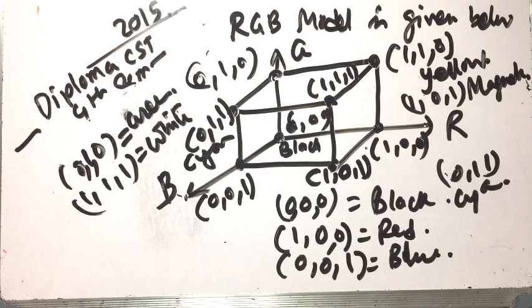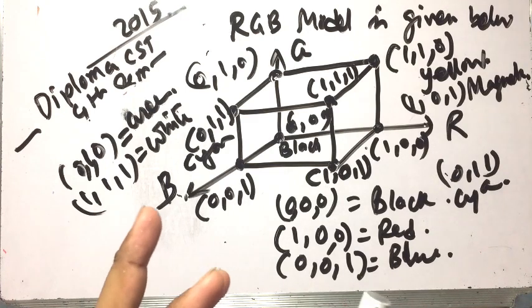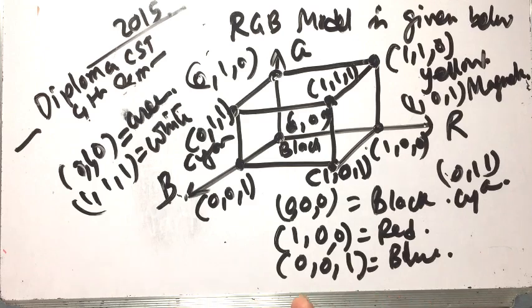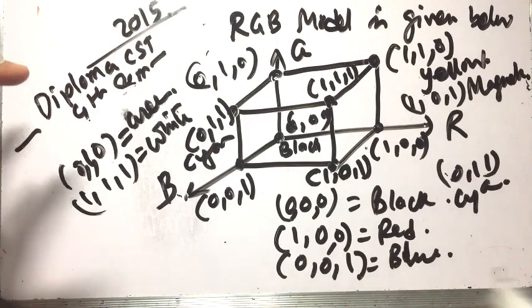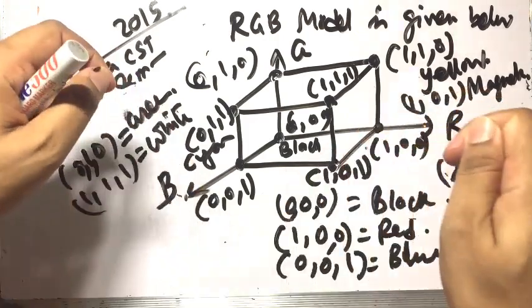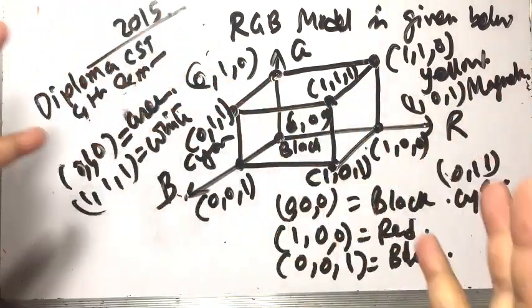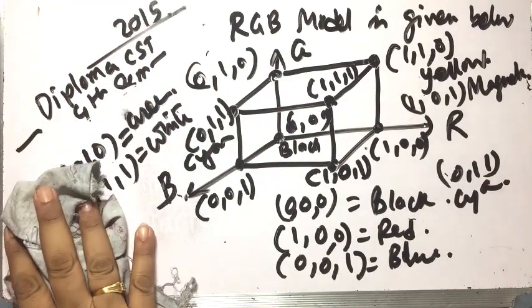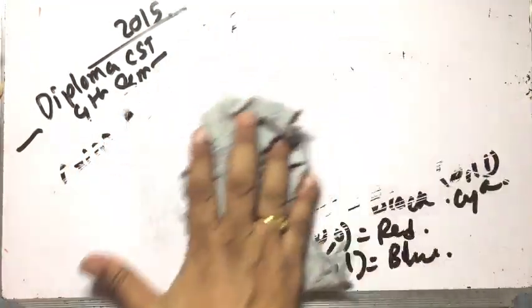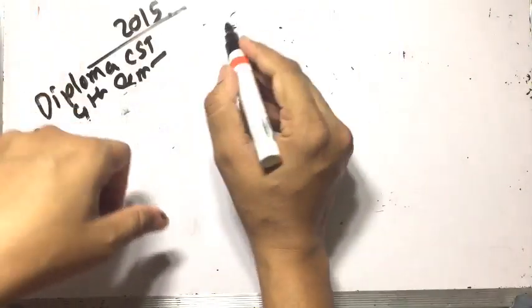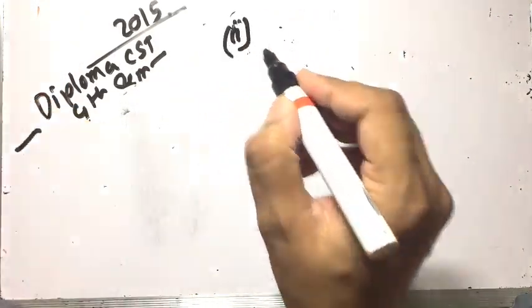These three primary colors can represent up to 16 million colors, using different intensity values. So the RGB model can represent 16 million colors. This is question number 1. Now question number 2.